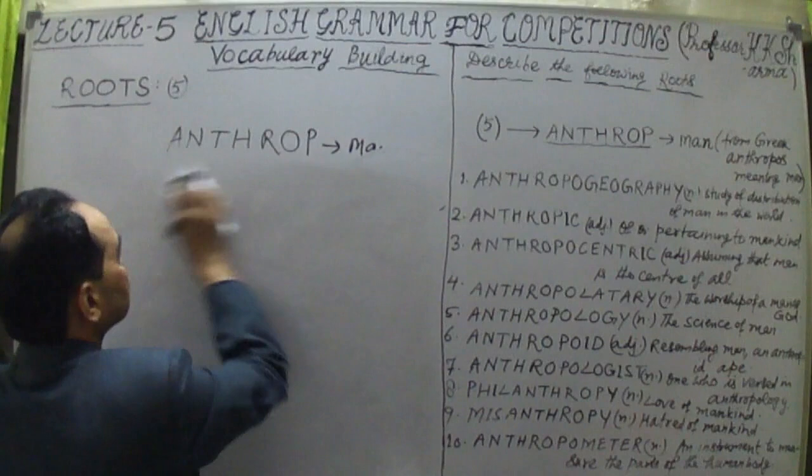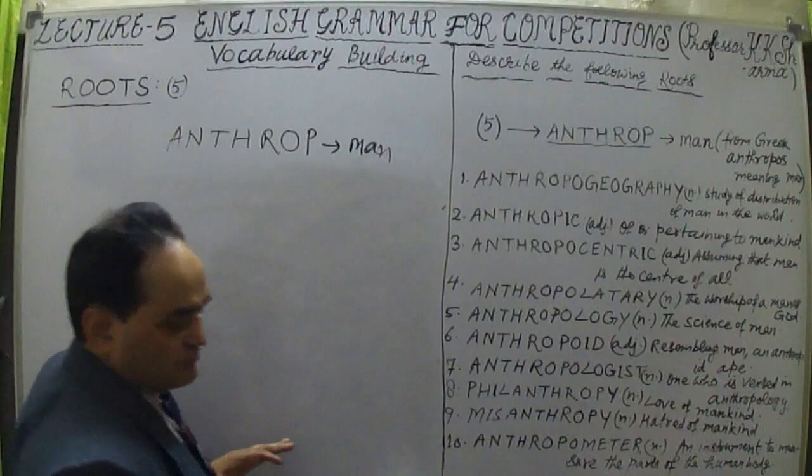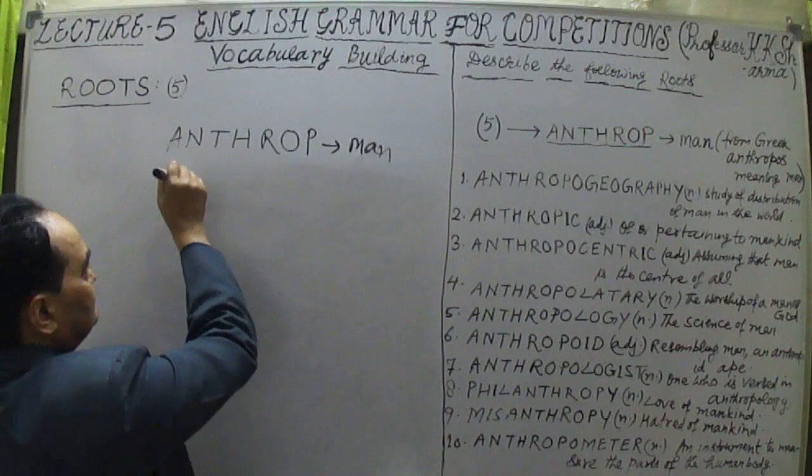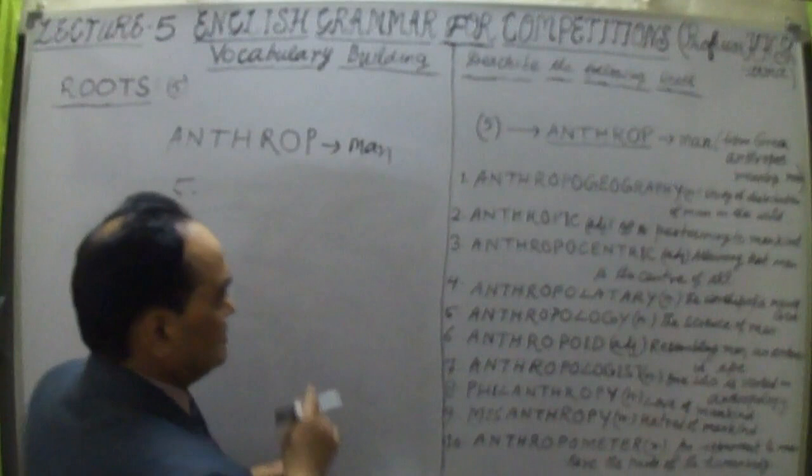Let me take other six words. Anthropos is Greek for man. Now come to the point. Now, the fifth one. The word is anthropology.